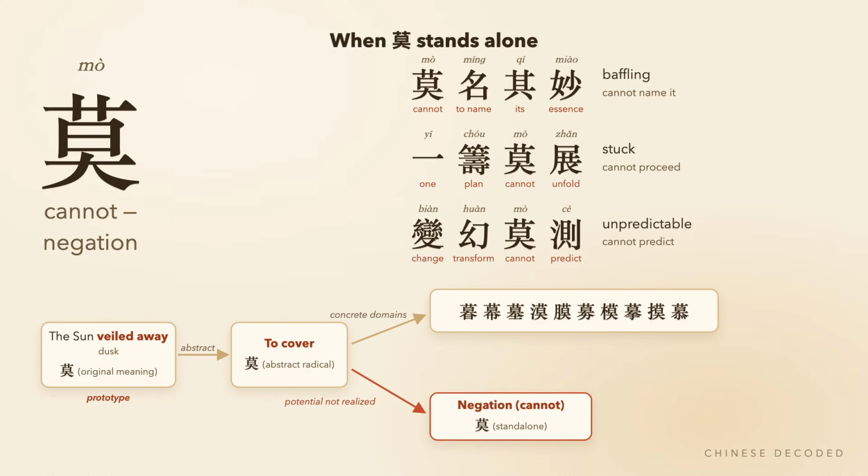One thing worth noting: the meaning of mo, the abstract radical, and the meaning of mo, the standalone character, are related, but they are not the same. The radical carries the more abstract meaning, to cover. The standalone meaning, cannot, is one specific sense that grew out of it. As we meet more abstract radicals in future videos, you will see this pattern again. The radical's meaning is the more abstract one, compared to the character's meaning when it stands alone.